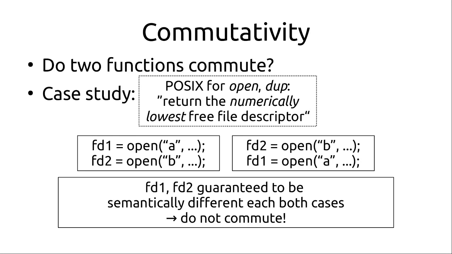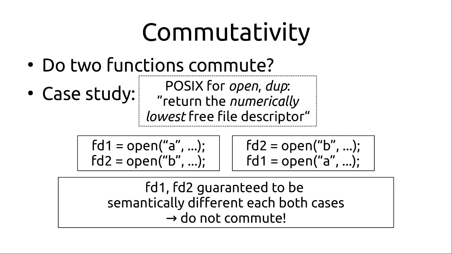Neither does any call that explicitly creates a new file descriptor in accordance with the POSIX specification. For open, dup, and all of these system calls that create new file descriptors, POSIX specifies that they should return the numerically lowest free file descriptor. If you look into xv6, the simple Unix, you'll see that this is actually how it's implemented. And if you look at how the shell is implemented, it assumes that this guarantee is made when it's creating pipelines. So this is what POSIX specifies, and therefore we know that file descriptor 1 and file descriptor 2 on the left and the right are semantically different.